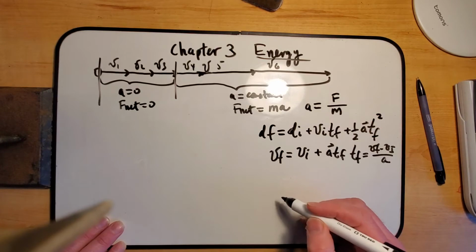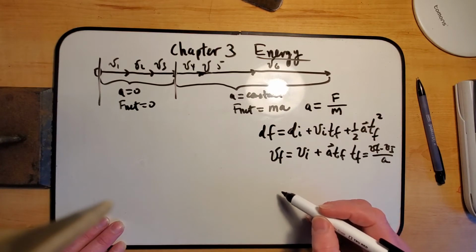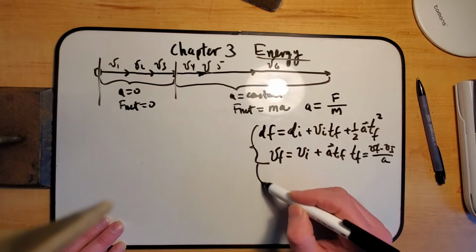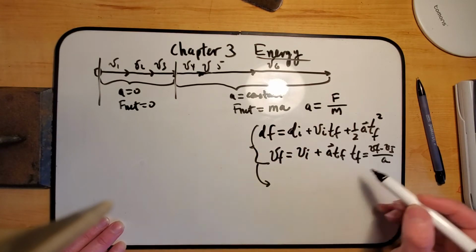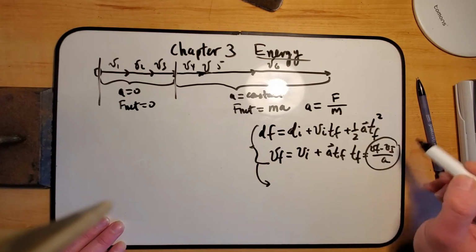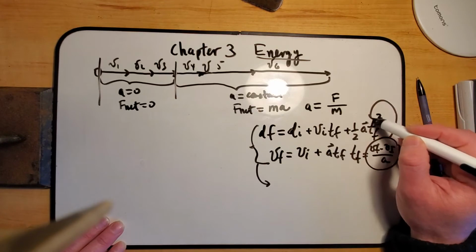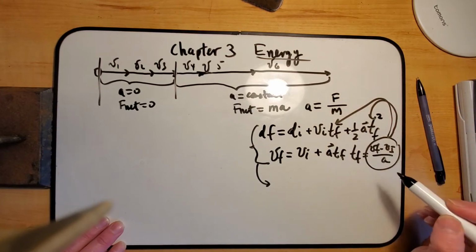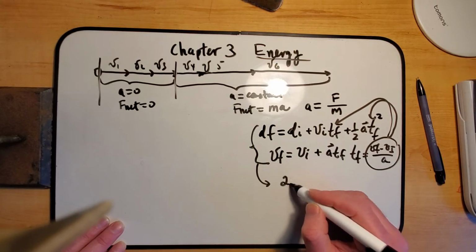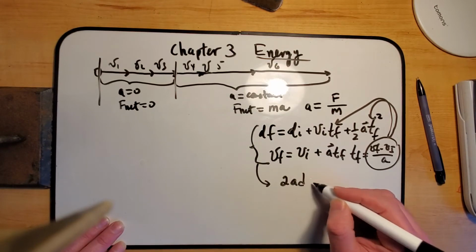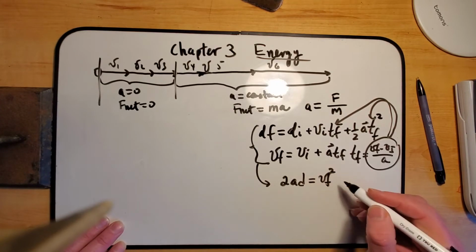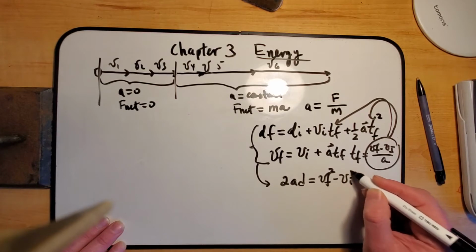And so I'm going to give you the third formula, which you can derive based on these two formulas. Use some algebra: you take this t final and substitute it here and here. When you do a series of rearrangements, you get this formula: 2ad is equal to v final squared minus v initial squared.